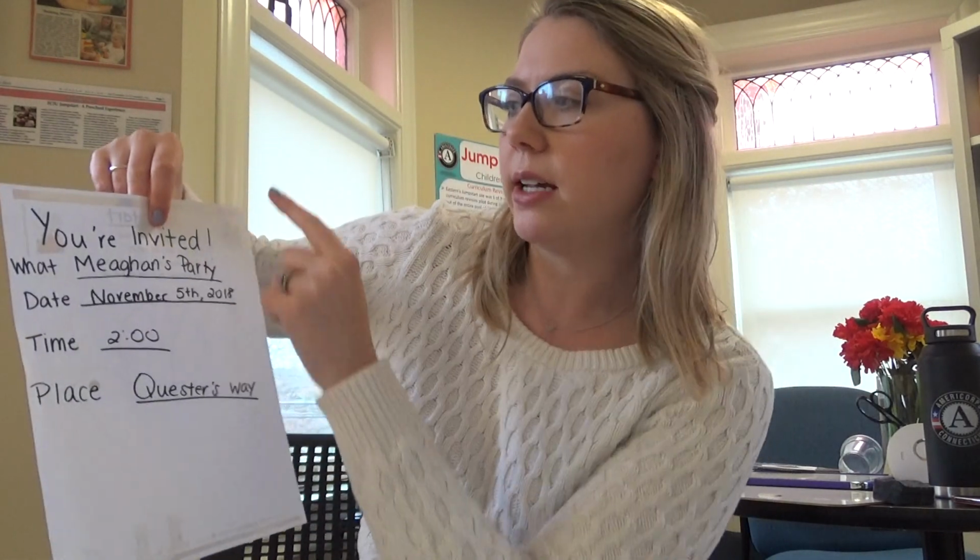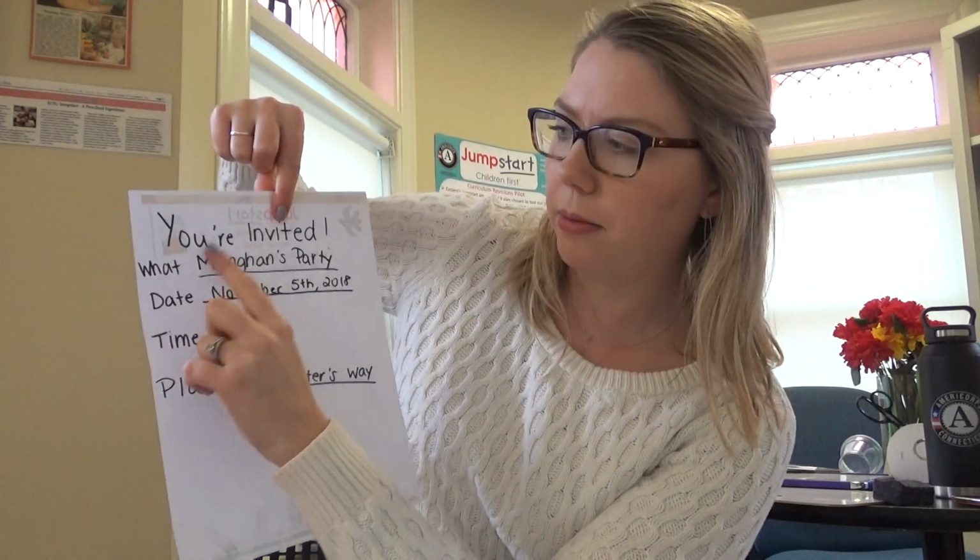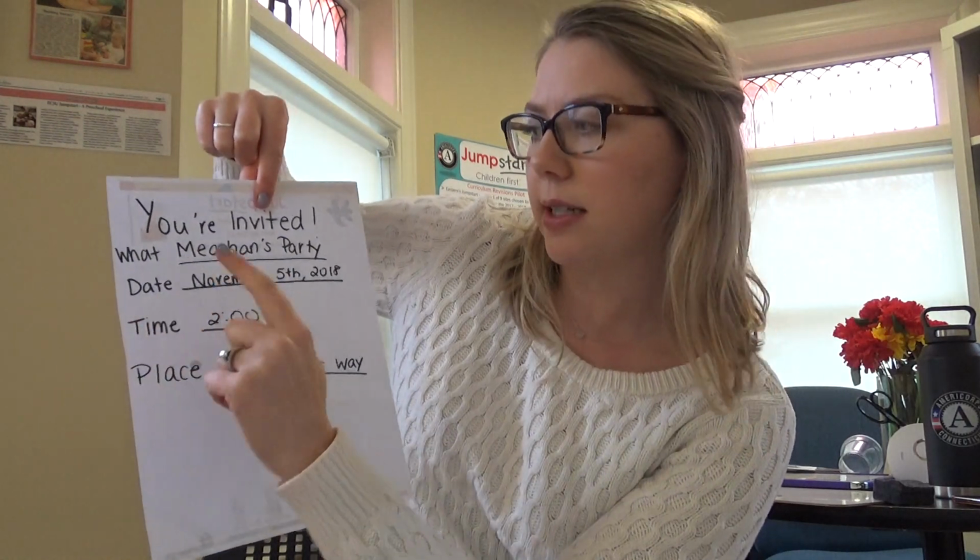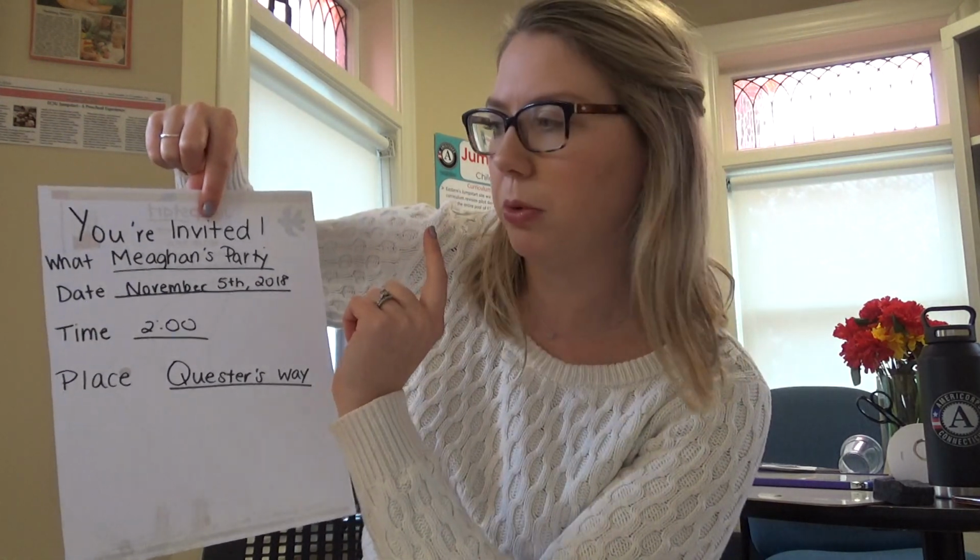So I'm going to show you guys some different kinds of invitations. And I'll start with one that I wrote for you guys. So I'm pretending that I'm having a party, and so I wrote, "You're invited," and it says, "To what? Megan's party." And the date, I said November 5th, 2018, so people know when to come. And I made sure I put the time for 2 o'clock. Peter almost forgot to put the time, and it's hard for people to know when to come if you don't say when.